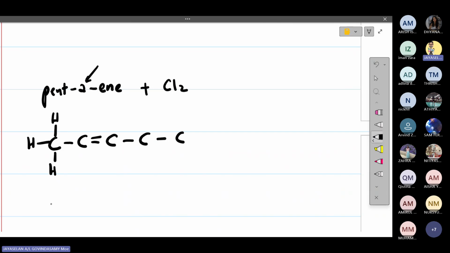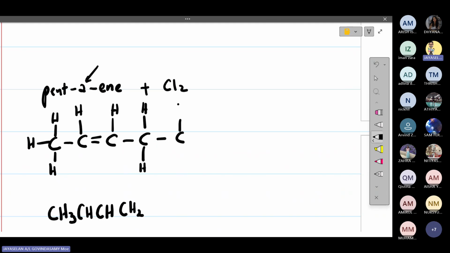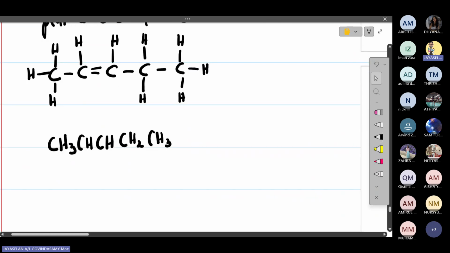Okay, so when you want to draw the structural formula, molecular formula CH3, then here got H. So here you put CH. Then C double bond, here got 1H, you put 1H, here got CH2, right? So you put CH2, here got CH3. Okay, the last carbon CH3, right? This is the molecular formula you should write. Understand? Yes, sir.